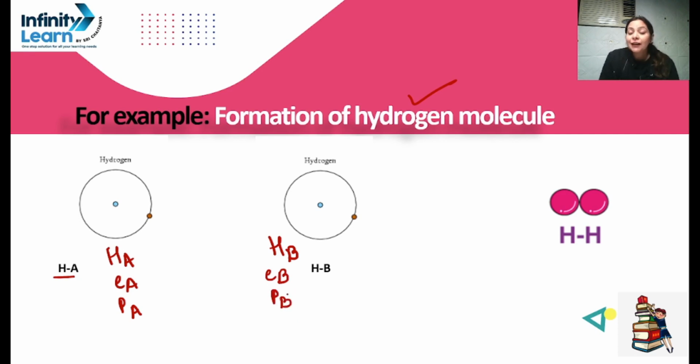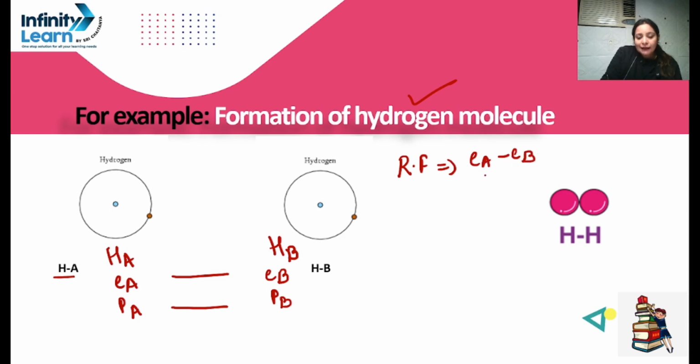Now, if you see the attractive and the repulsive forces operating between them, then you will come to know that both the electrons are negatively charged. So when the atoms approach, they will show repulsion between them. So this is going to be one sort of repulsive force. Similarly, proton and proton will repel each other. So the repulsive forces here will be between EA and EB, and PA and PB.